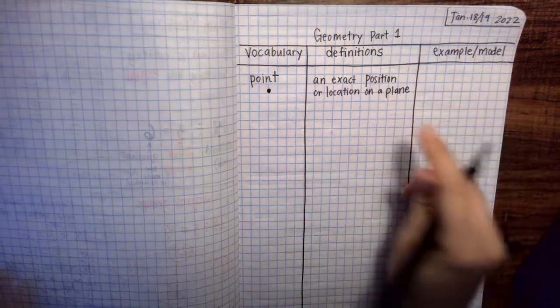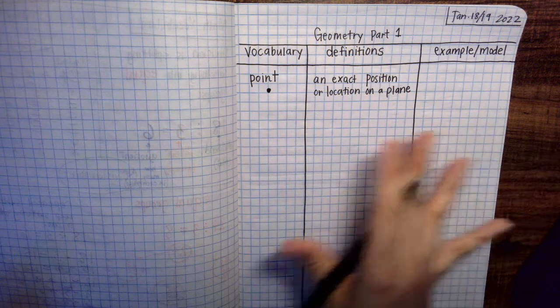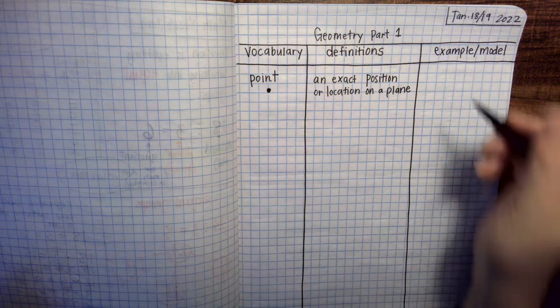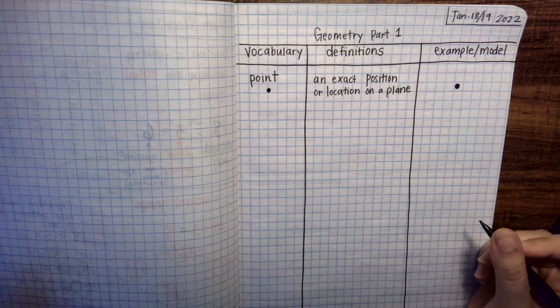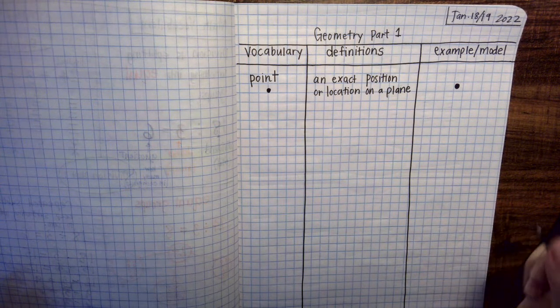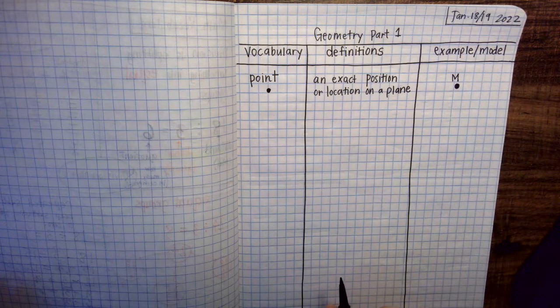And some of you might think, well, a plane like an airplane? No, a plane just means a flat surface in space. And again, here's my point. And I'm going to give my point a name. We just give it a letter name. So I'm going to give it the first letter of my name, which is M. And you go ahead and give it the first letter of your name.